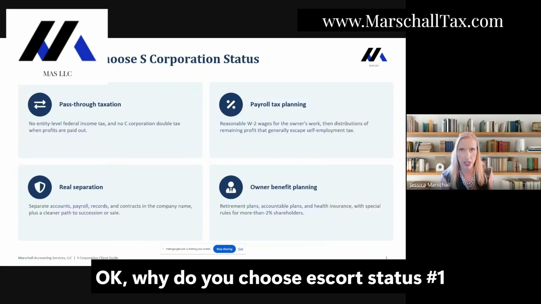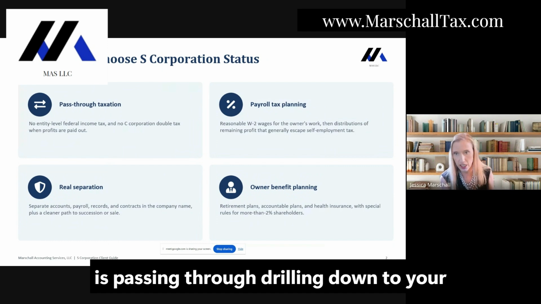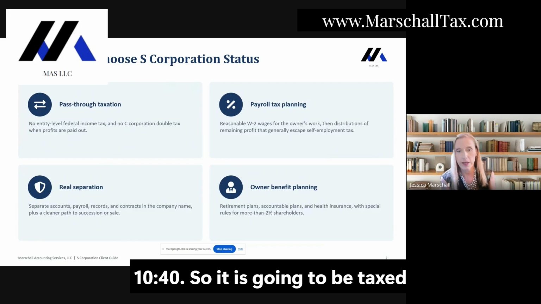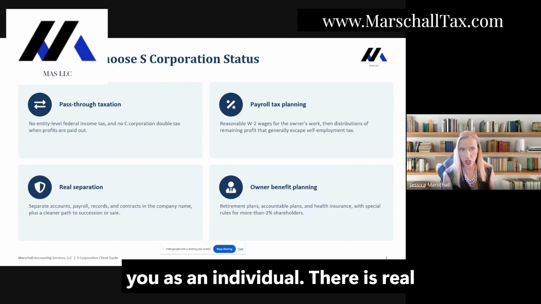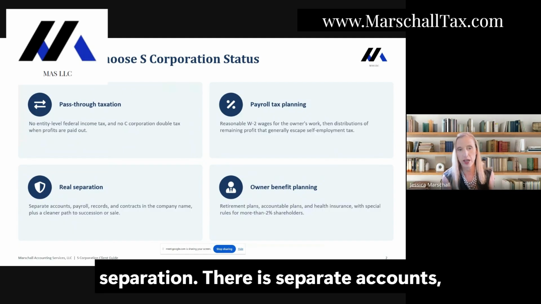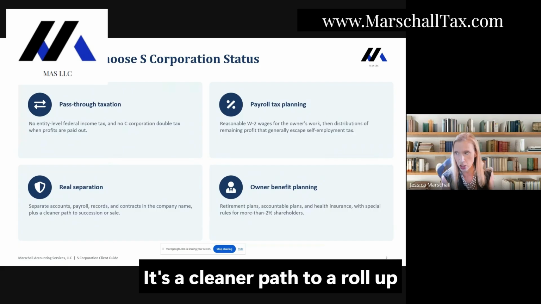Okay, why do you choose S Corp status? Number one, pass-through taxation. Like I said, this is passing through, drilling down to your 1040, so it is going to be taxed at the marginal and effective tax rate of you as an individual. There is real separation: separate accounts, payroll, and contracts in the company name. It's a cleaner path to roll up into a sale or mergers.